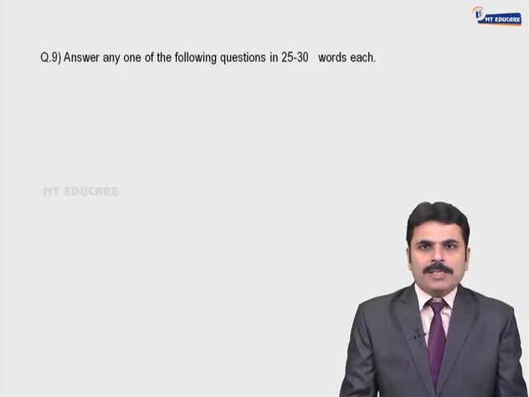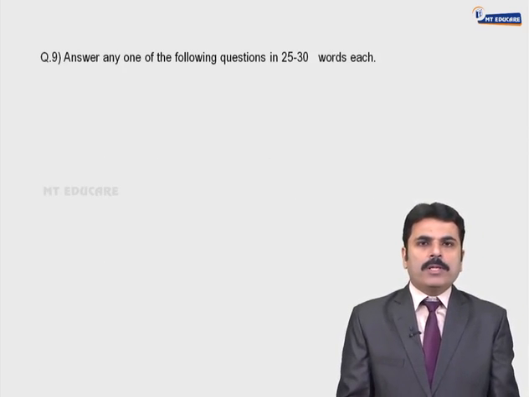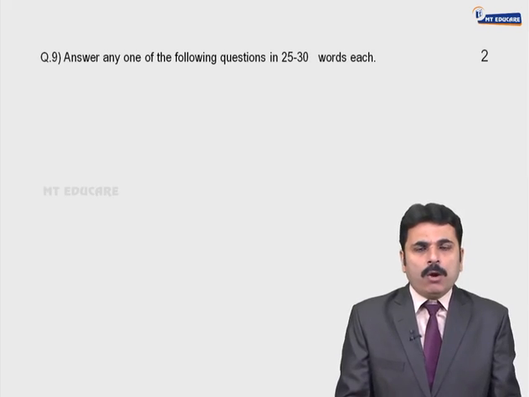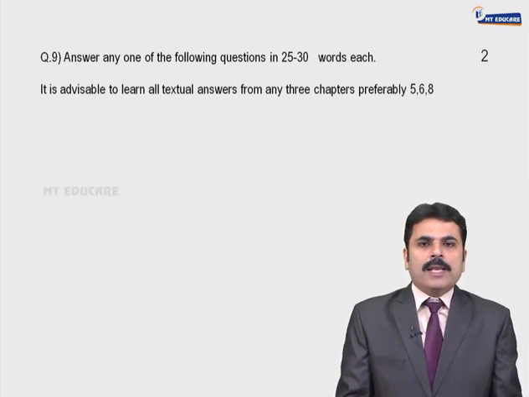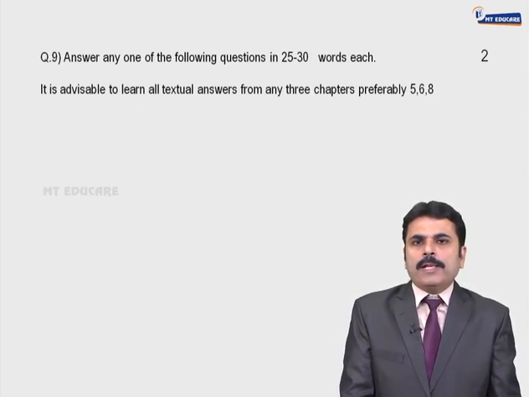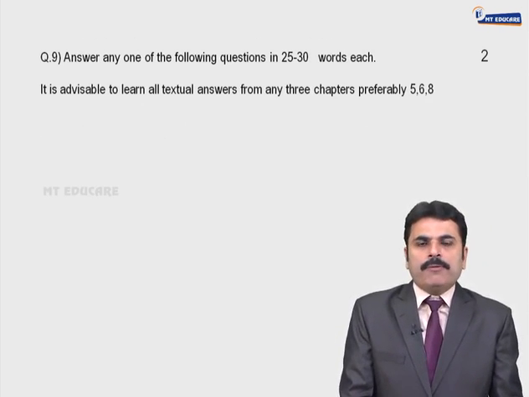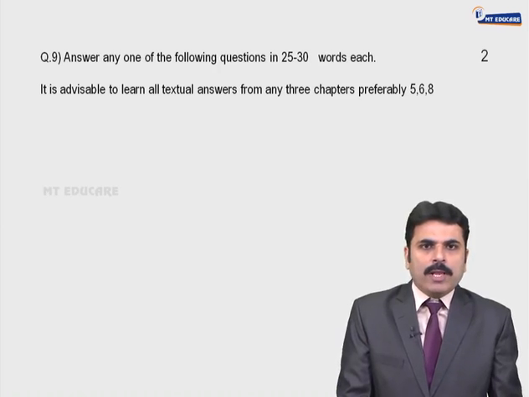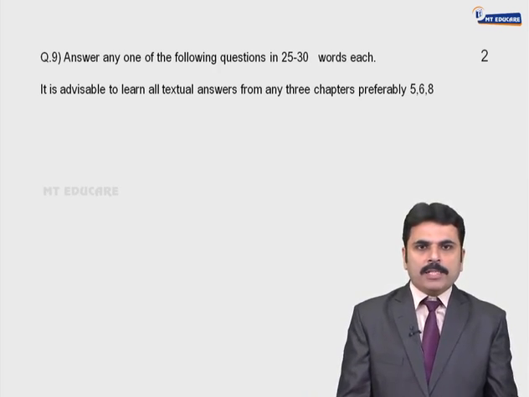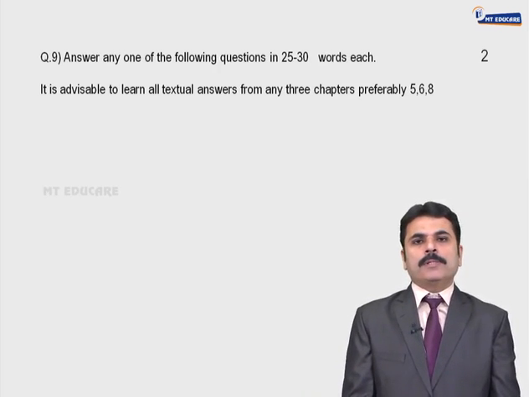The next question is, attempt any one of the following questions in 25 to 30 words each. It carries 2 marks. So you have to attempt any one out of 2. It is advisable, students, to learn any 3 chapters. All the textual question answers from chapter 5, 6 and 8. You can skip one chapter over here. So it's advisable to learn the textual answers of any 3 chapters.